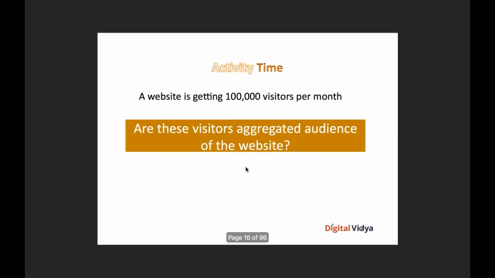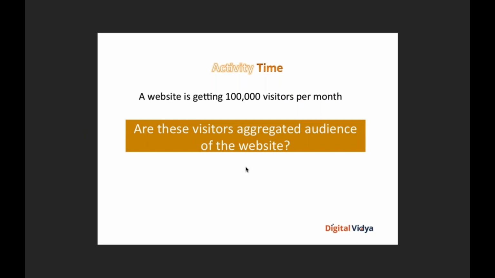Moving on. So this was a question which I asked right at the beginning, right? Let's say there is a website getting a certain volume of traffic each month. Are these visitors aggregated audiences of the website? I think what we clearly established was an unequivocal no, because these are visitors. These are not captive audiences. If these were leads, yes, they are aggregated audiences, but these are not leads. You have no information of these visitors. So these are not aggregated audiences.